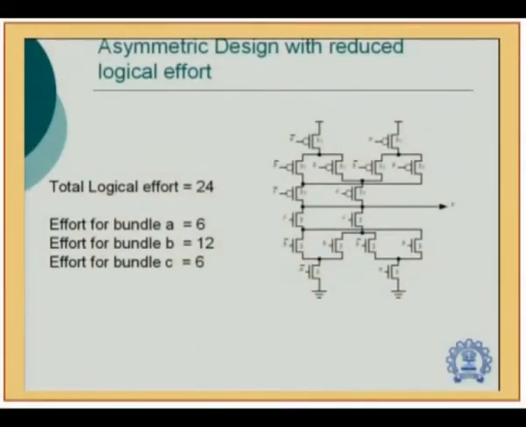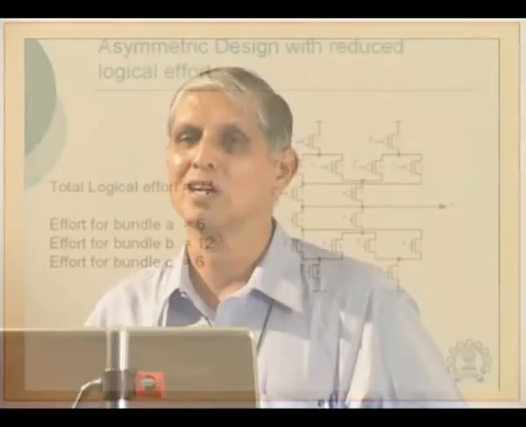Okay. Now, there is another circuit which is given, which is an asymmetric design with reduced logical effort. This of course is another XOR gate, which is ABC, a 3 input XOR gate. I think Professor Sharma may talk about it, or maybe time permitting. This is also trying to save some logical effort and still getting an XOR function. Okay, this is a 3 input XOR.